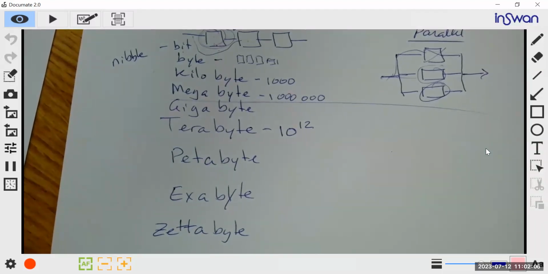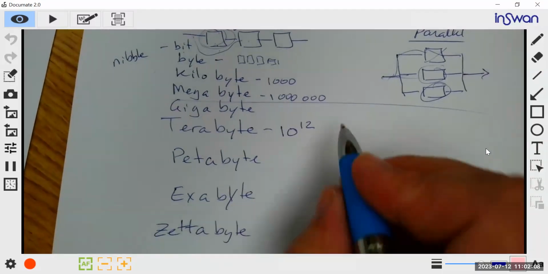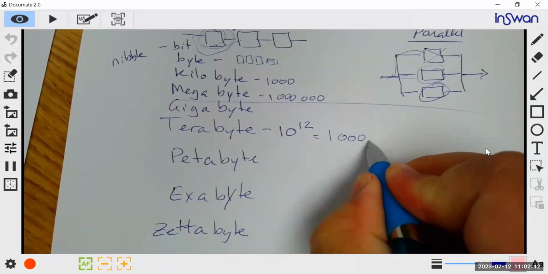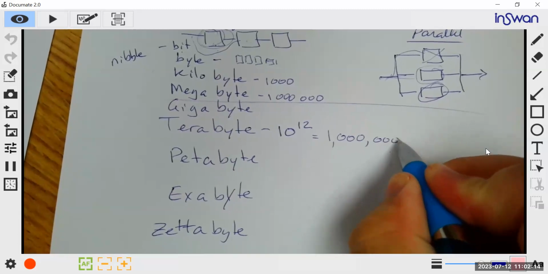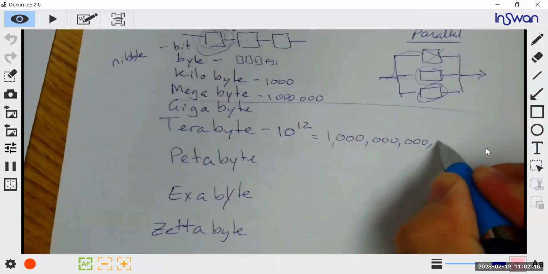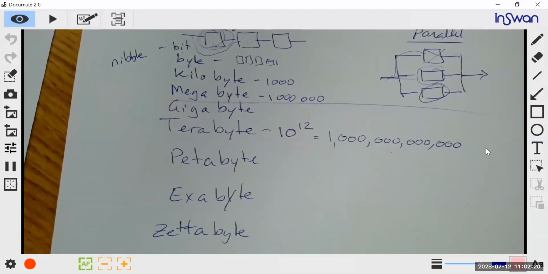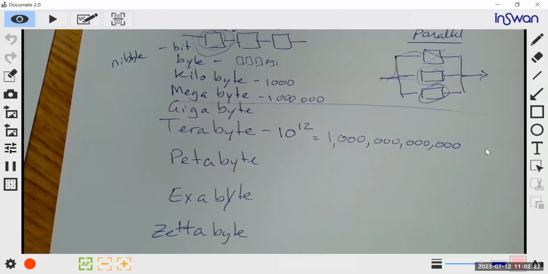Okay. 10 to the 12th looks like this: 1, 2, 3, 4, 5, 6, 7, 8, 9, 10, 11, 12. That's how big it is. That's how many bits of information I can have.